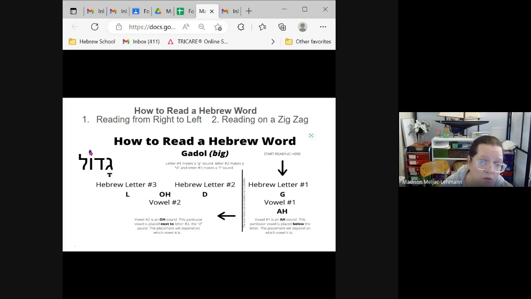Now we have an O, so we start with the O, and then we look over to our partner right here, and that's a lamed, which we'll learn. So it's ol. So it's god-ol, gadol, okay? And we will practice sounding things out, but I just want you to know that you start from right to left and you read on a zigzag, okay? It goes up, down, over, and then it's up or down, over, up or down, over, and words tend to make a zigzag, okay? Unlike English, where we read straight across, all our letters and all our vowels and everything are straight in one line. We read on a zigzag here.